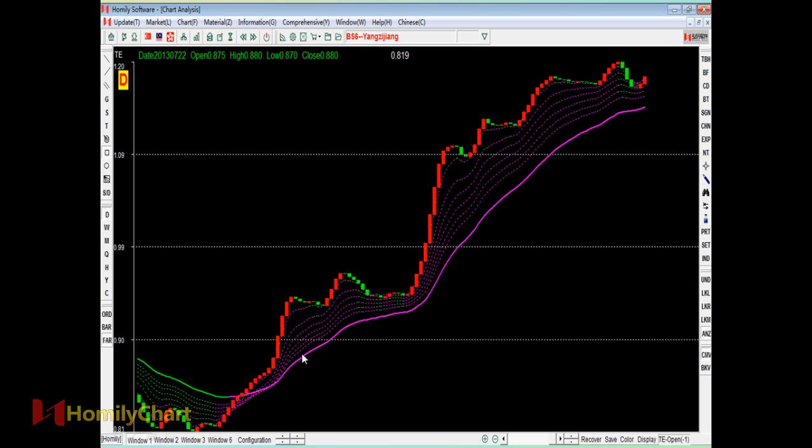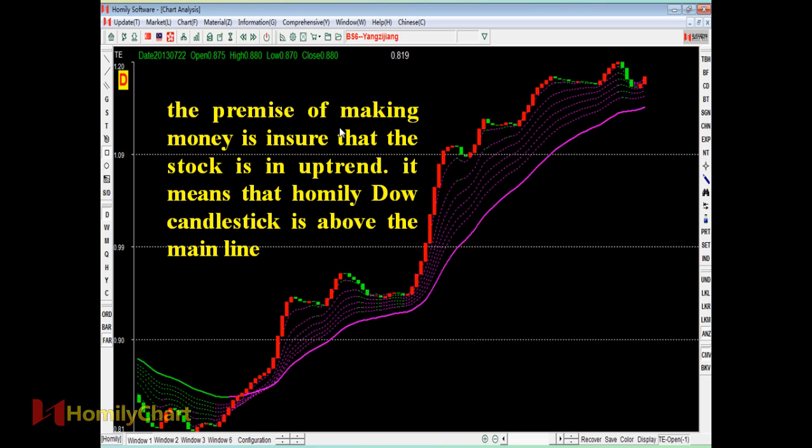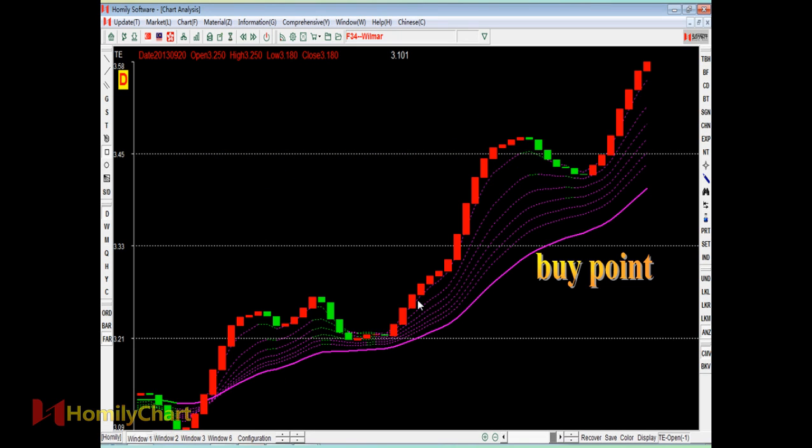So it tells us that the share is in the medium-term uptrend. We can catch the buy point in the uptrend. The premise of making money is to ensure that the stock is in the uptrend. It means that the candlestick is above the main line and the main line goes up. So we should catch the buy point in the uptrend. If the share is in the uptrend, which point is the good buy point?